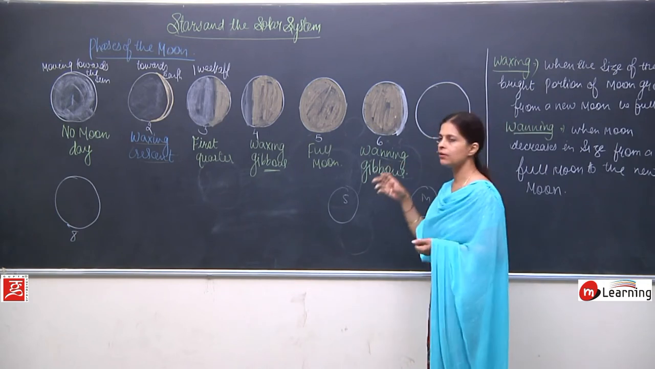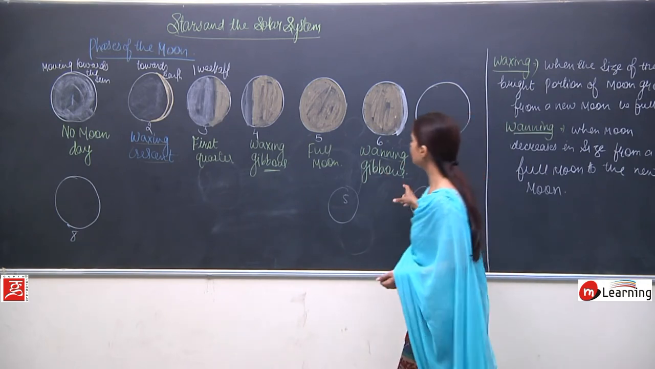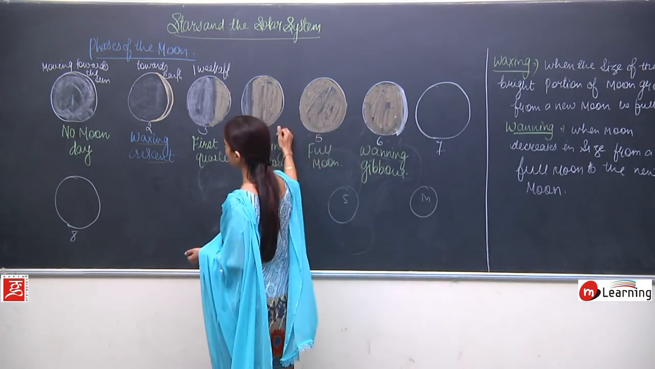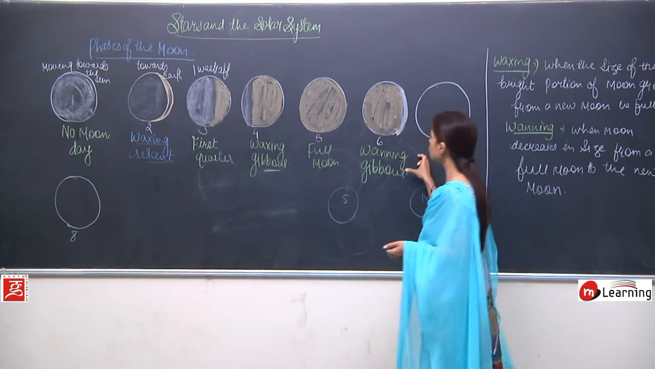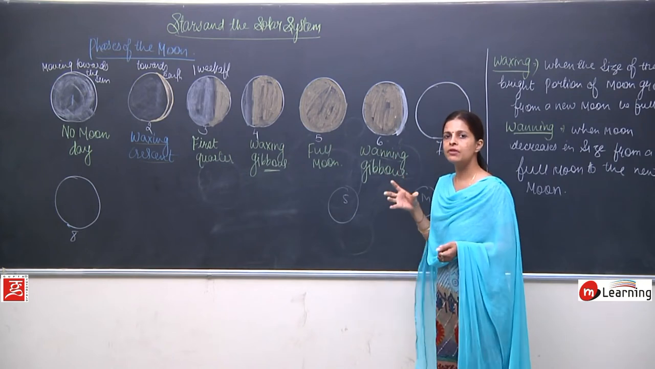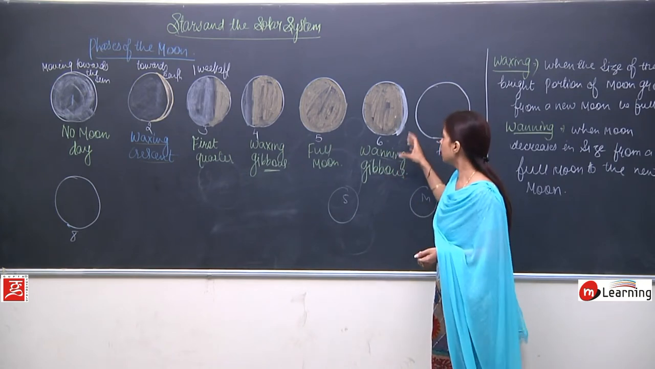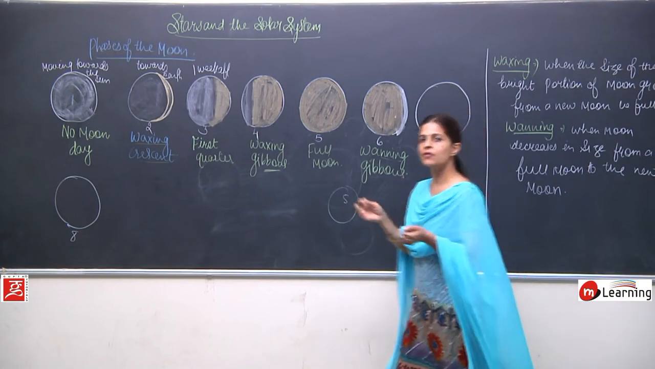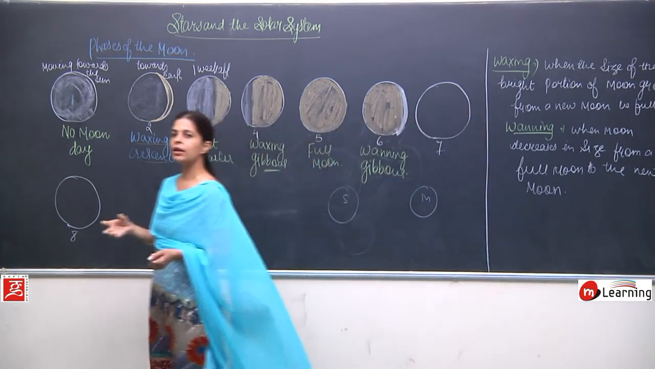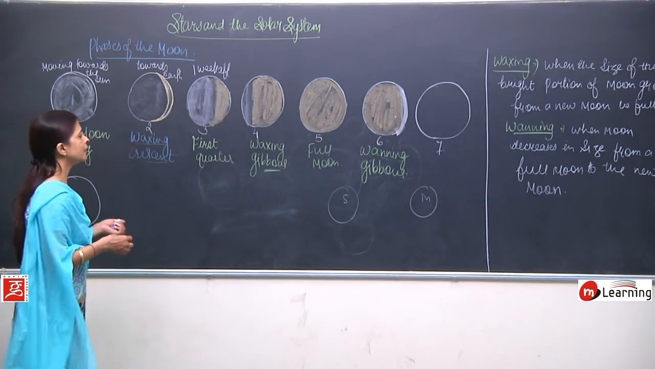Why waning? Because now it is becoming smaller. And why gibbous? Here also gibbous was a very big size, and here also it is huge in size. Waning is a small part, but still the visible part is more. Okay, so it is waning gibbous.